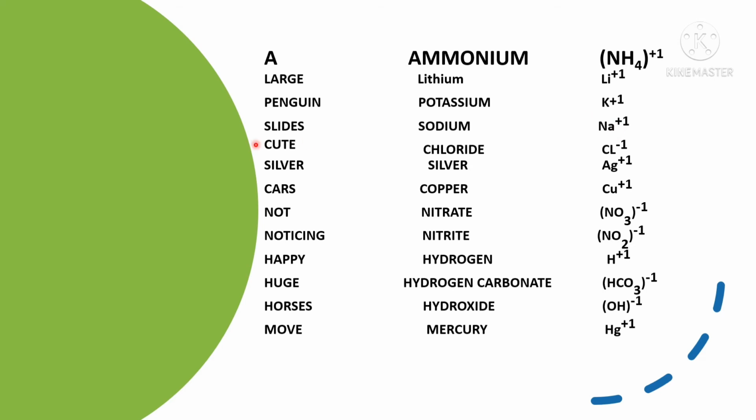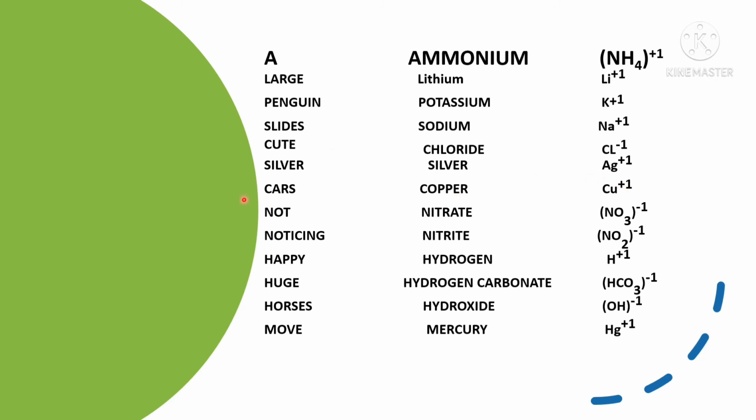The next word is cute. It begins with the letter C, so the element representing C here is chloride, and the symbol is Cl minus 1. The next word is silver. It begins with the letter S, so the element representing it is silver, whose symbol is Ag plus 1. The next word you notice is cars. It begins with the letter C, so the element with the letter C here is copper, whose symbol is Cu plus 1.